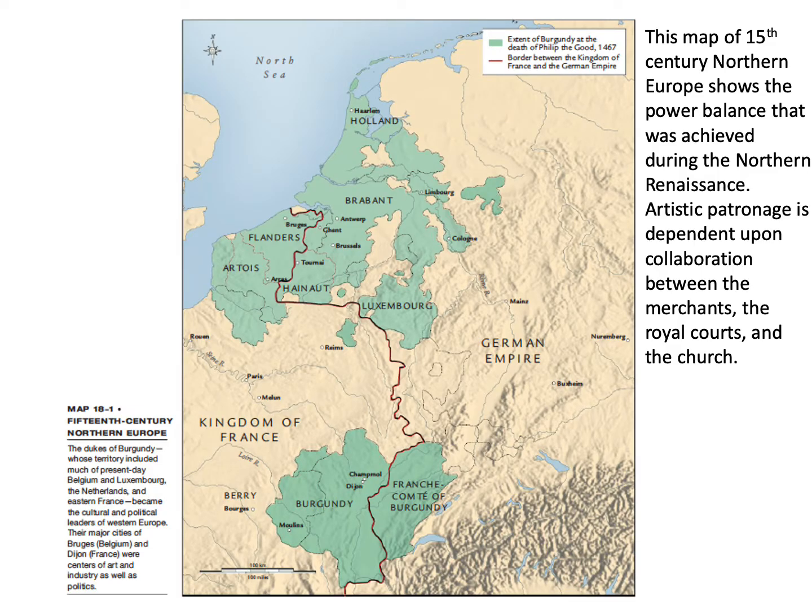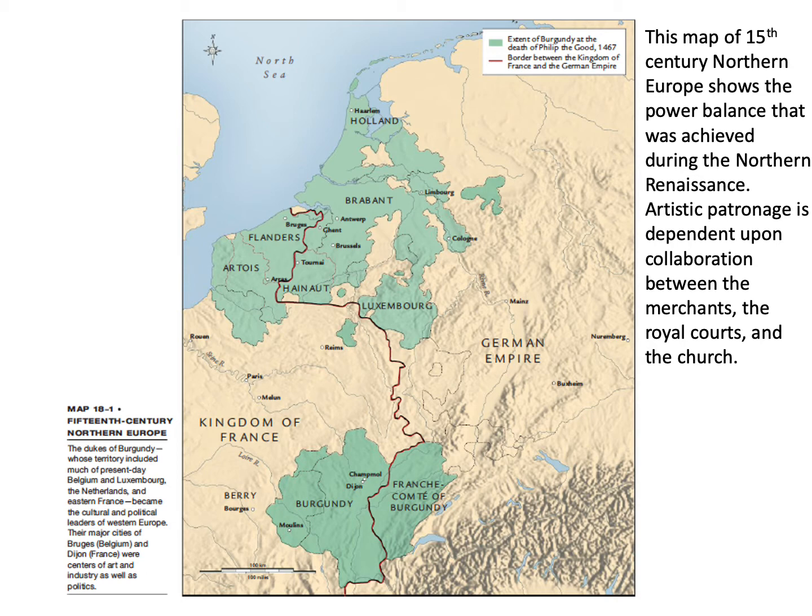This is a map of 15th century Northern Europe, and it shows the power balance that was achieved during the Northern Renaissance. You can see that Flanders is in sort of an isolated area. It encompasses Holland, Luxembourg, Brabant, and Artois. And then there's quite a few miles between the next kingdom that we look at, which is Burgundy. Burgundy is in modern day Eastern France.